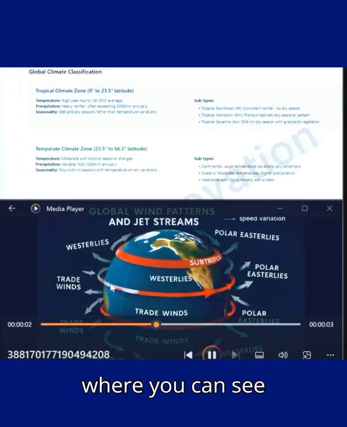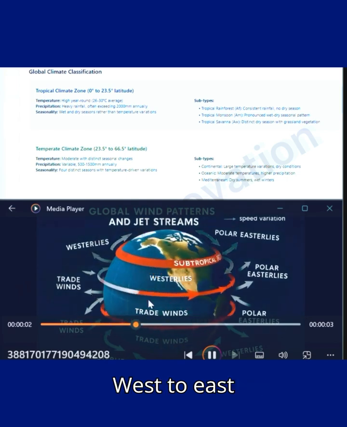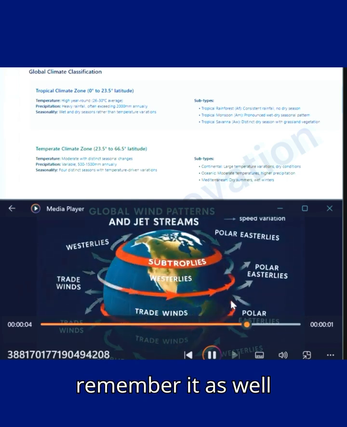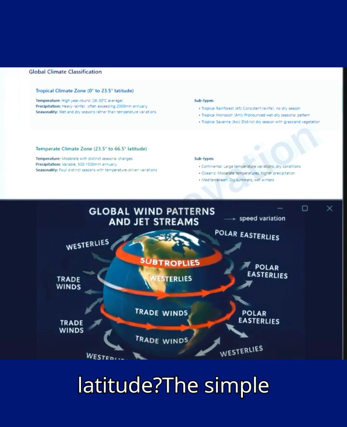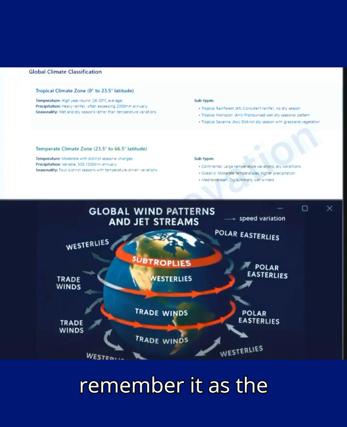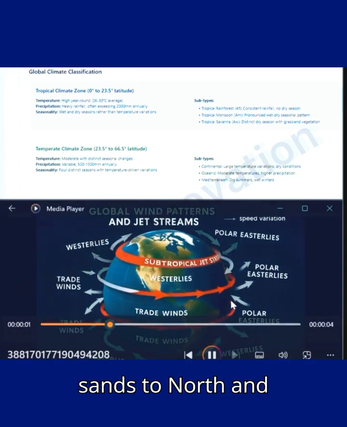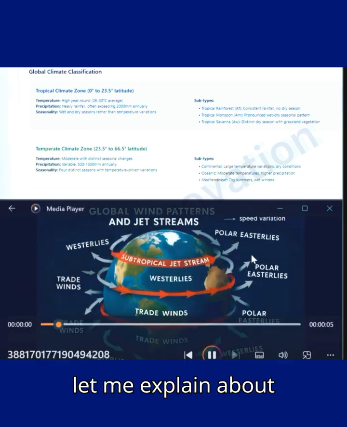And what is longitude? The equatorial region, as you can see here. This is longitude, from west to east. You can remember it as BEL: West to East, longitude. So how can we remember latitude? Simply, remember the man standing and stretching his hands to north and south.